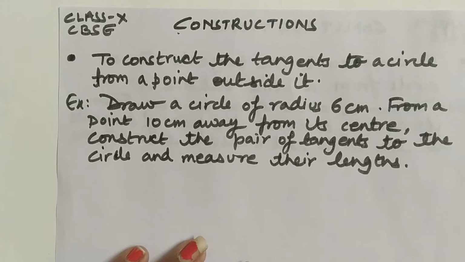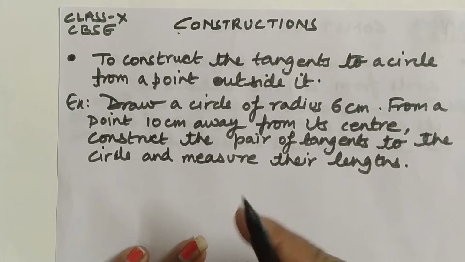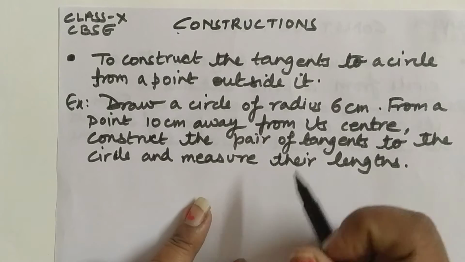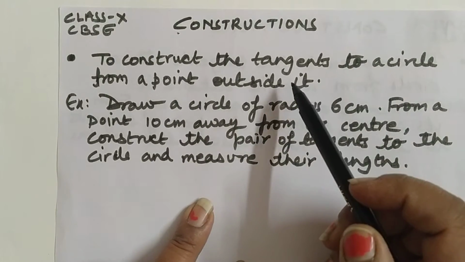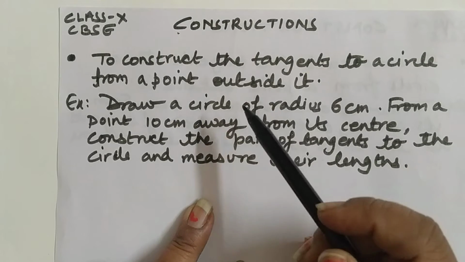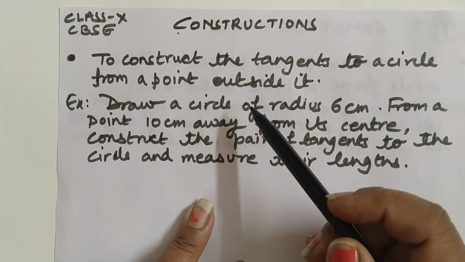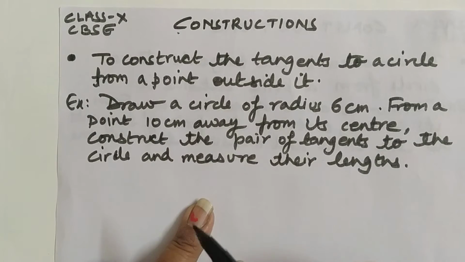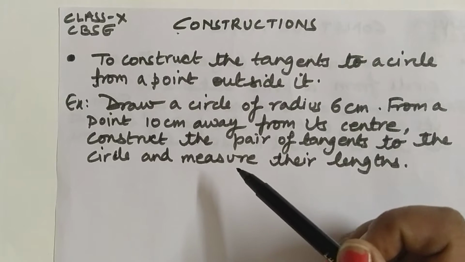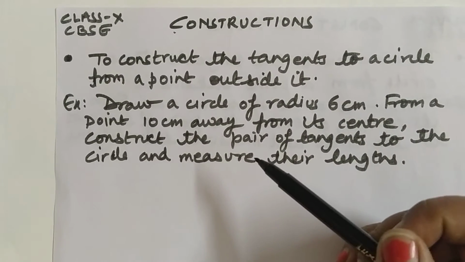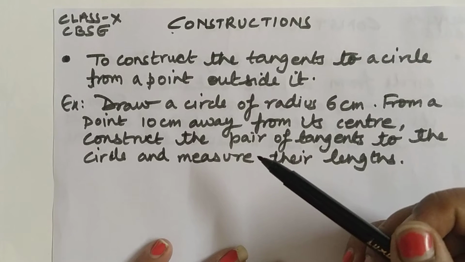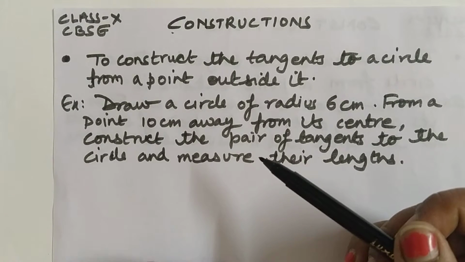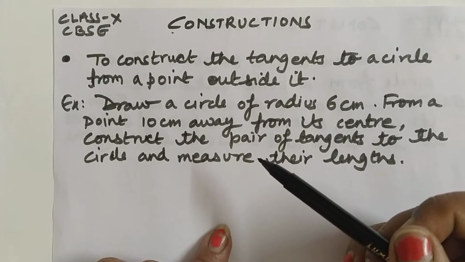Hello students, this is the second topic for the construction, where we have to construct the pair of tangents to a circle from a point outside it. For the previous topic, to divide a line segment in a given ratio, I have explained in a previous video. These two topics are very important for us because there is a deduction from the syllabus, that is to construct a similar triangle. Now these two topics are left.